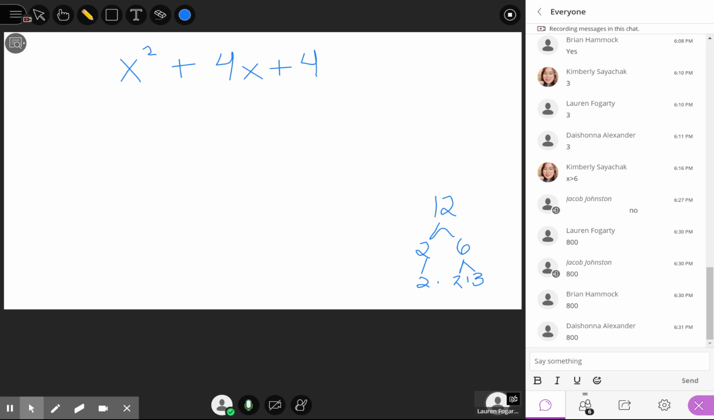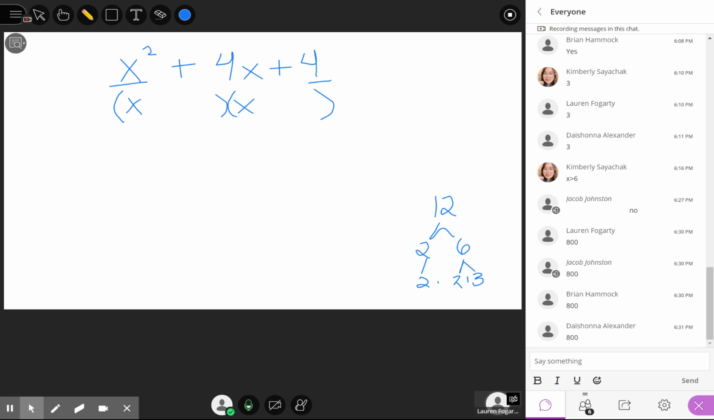Well, we're trying to figure out what times what equals x squared plus 4x plus 4. So we're going to start by writing 2 sets of parentheses. And we're going to think what times what is x squared? Well, x times x is x squared. And then we want to think what times what is 4? Well, we can think 1 times 4 is 4, or 2 times 2.